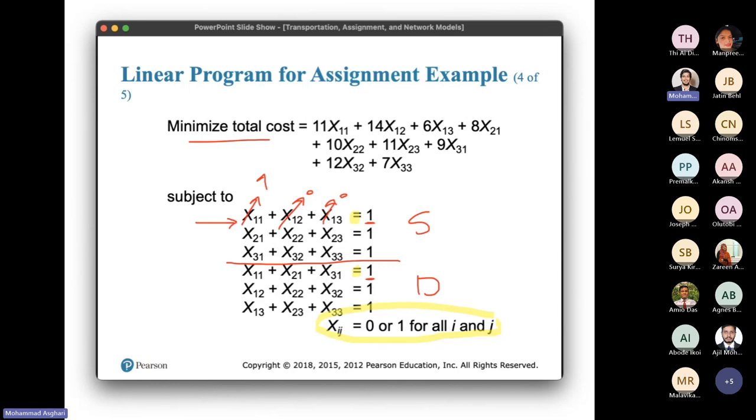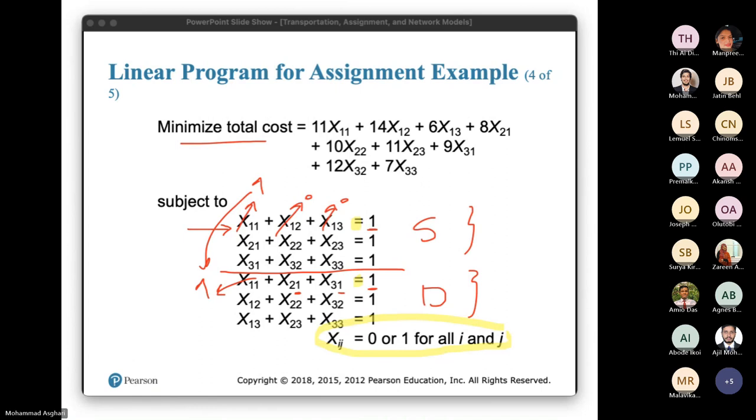And for example, if project one is assigned to Adams, as you can see here, this variable takes one. So Adams is assigned to the first project, so project one cannot be assigned to a different person, to a second person or a third person. These are related to projects and these are related to the persons we have. Okay, any question? Nothing? Is it clear?